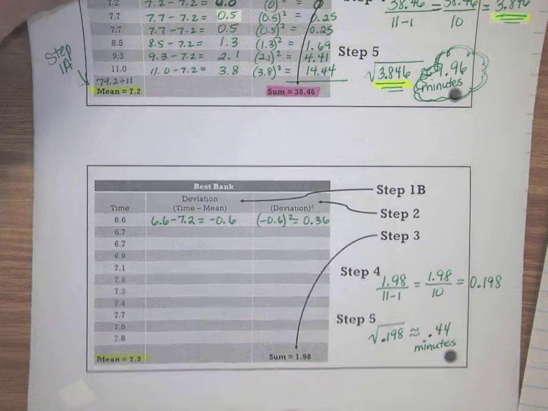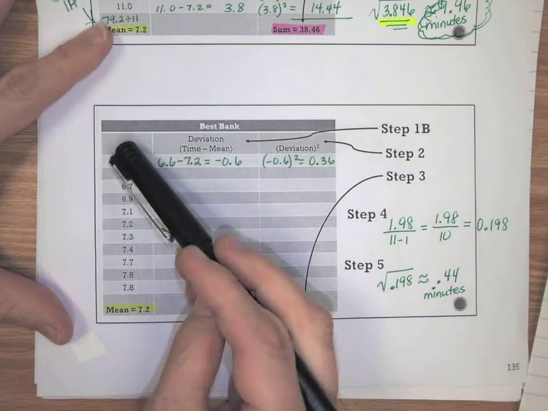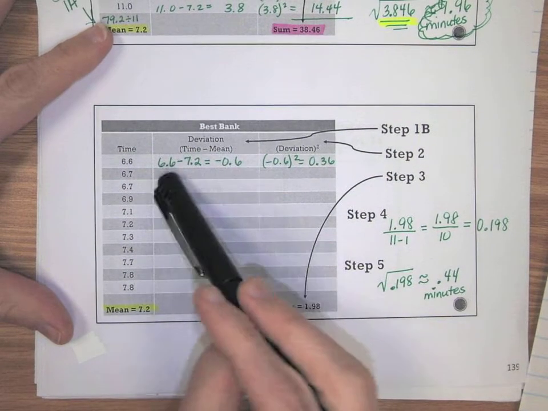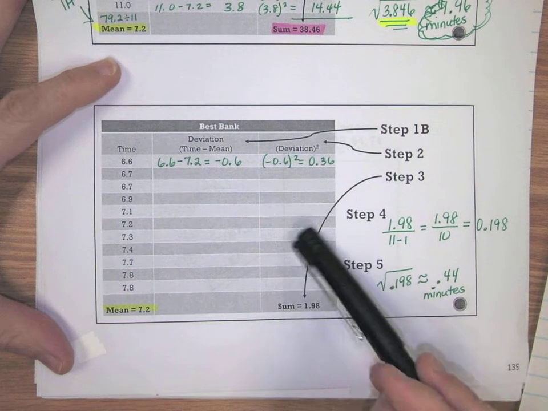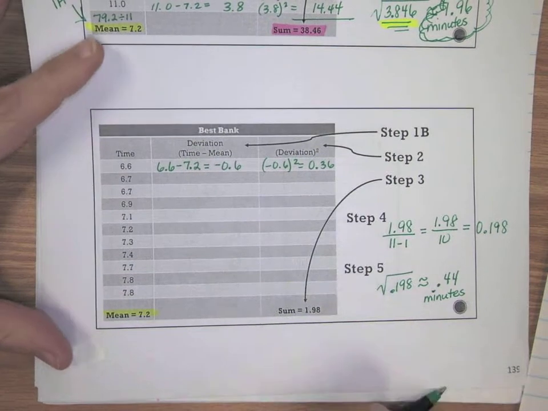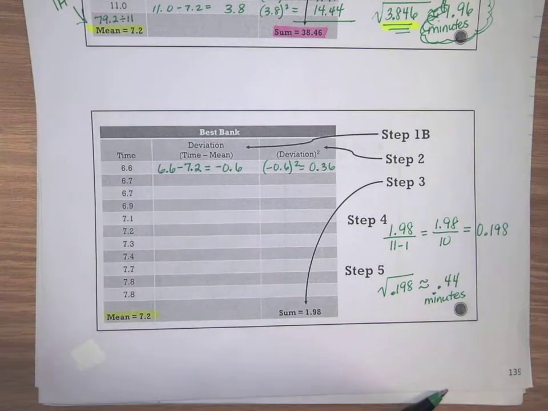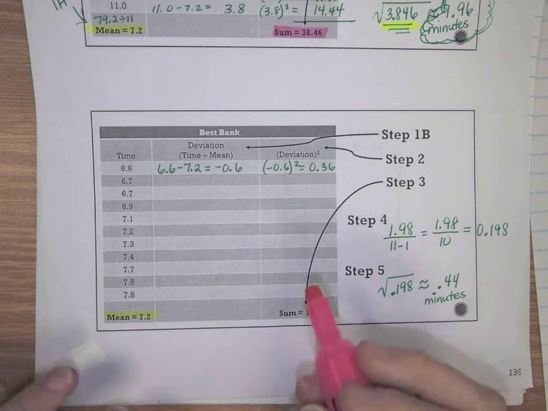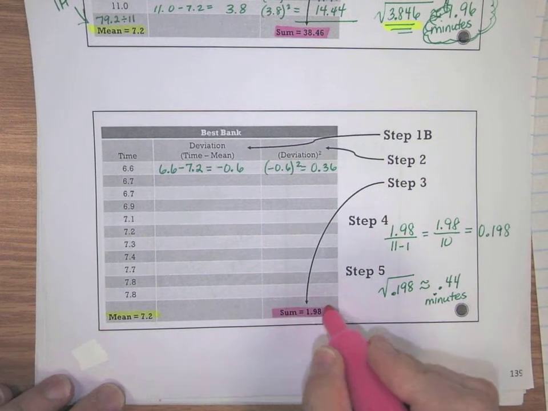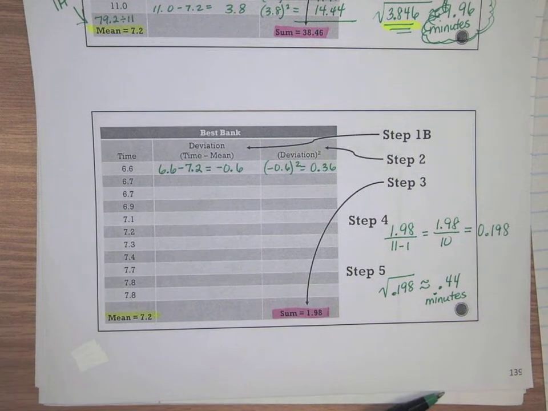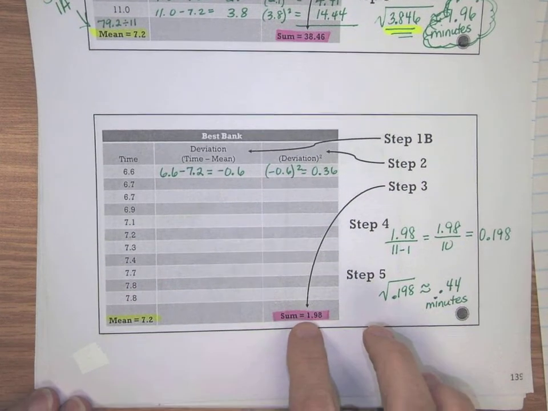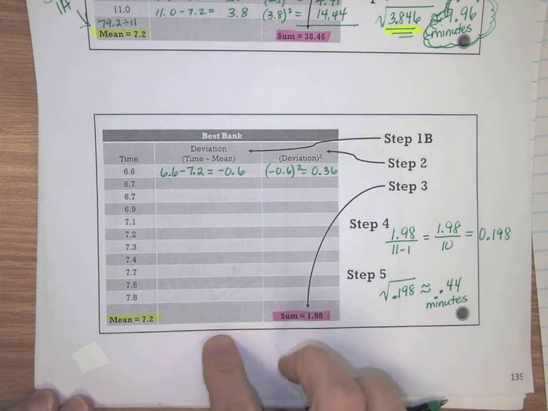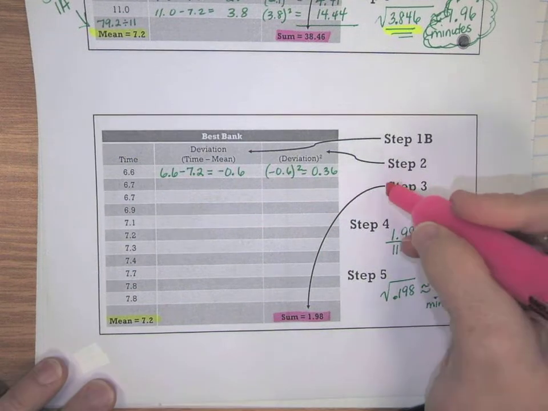Okay, for Best Bank you're going to come down here, and we've already got our mean. Then you're going to subtract it, get your values, then square those deviations. If you do this correctly, you'll notice that I already have the sum of those deviations right here. They should sum to 1.98 in step 3. If this is not 1.98, you need to go back and check your math. Okay, so there's your step 3.